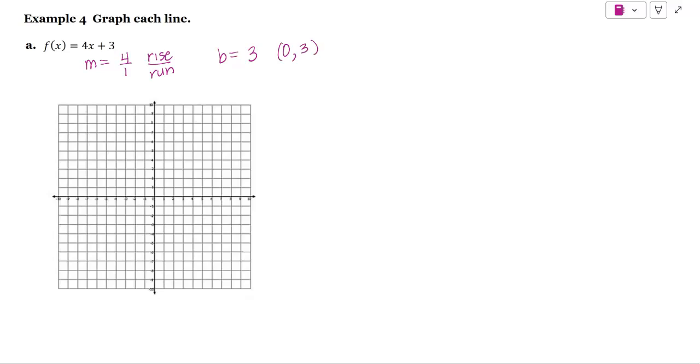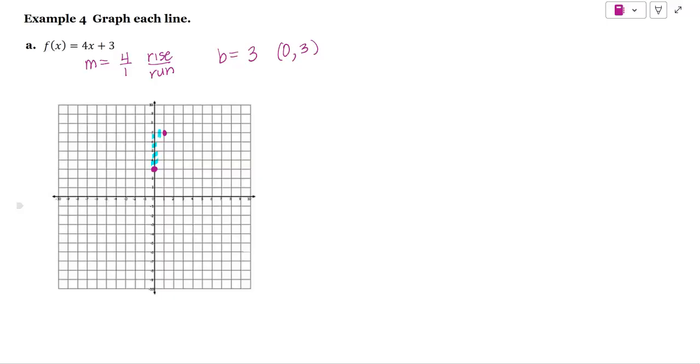We'll use that as our starting point. So we're going to start here. That's our y-intercept. And then to find our second point, we're going to go up 4 spaces. So 1, 2, 3, 4, and to the right 1. So we think our second point is going to be here.